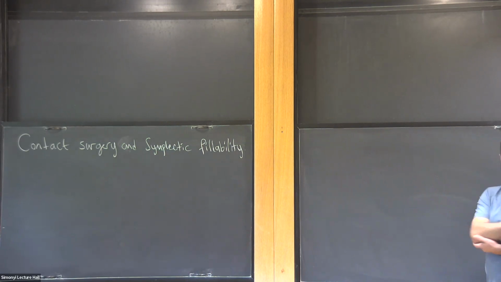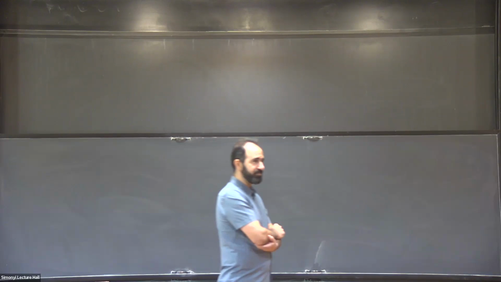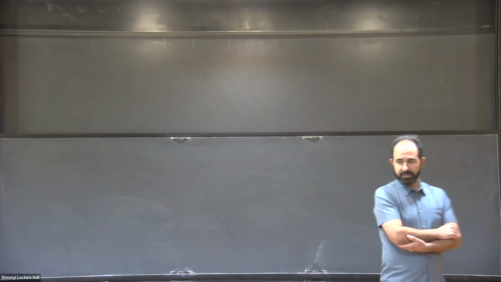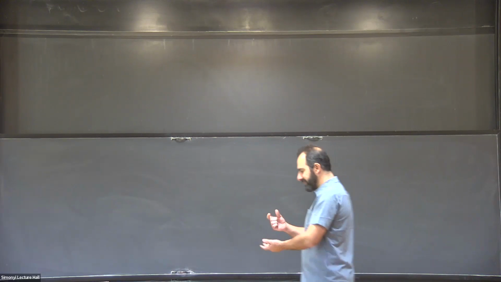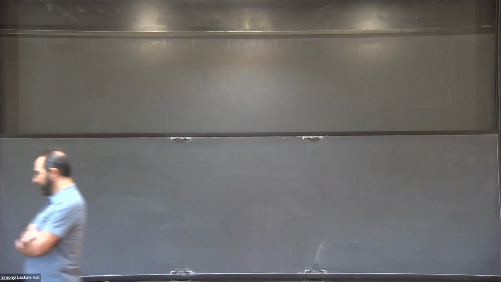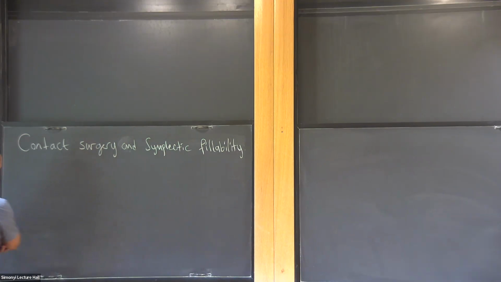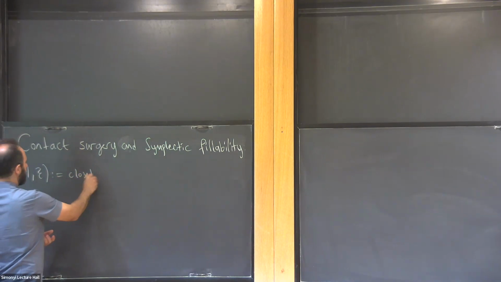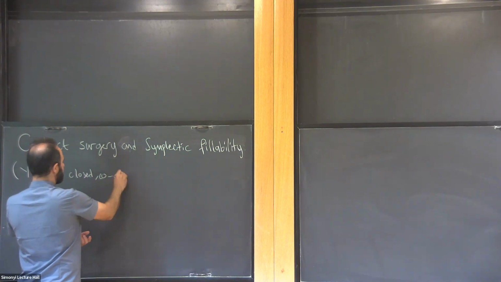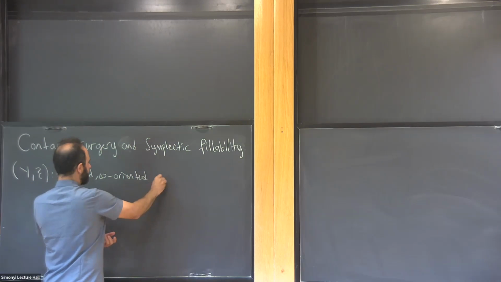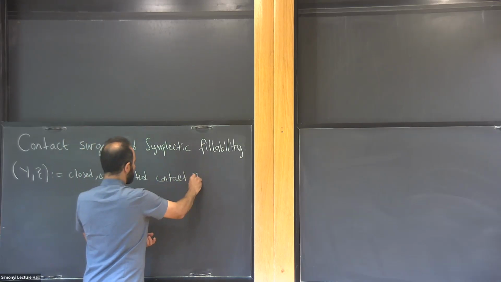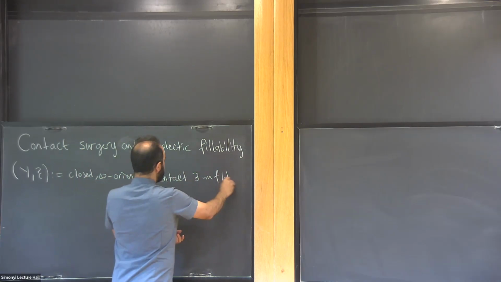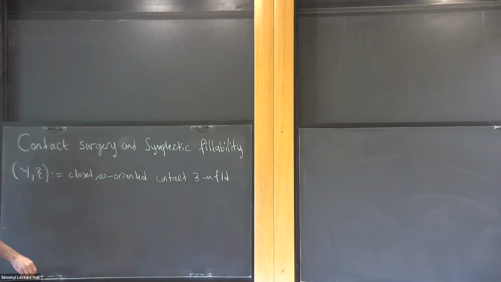As the title suggests, my goal today is to tell you about contact structures that arise as the boundary of symplectic manifolds. I would like to start by making a small introduction, setting the scene. So for today, I will take ξ to be a closed, co-oriented contact three-manifold. Everything I will talk about today is in low dimension.